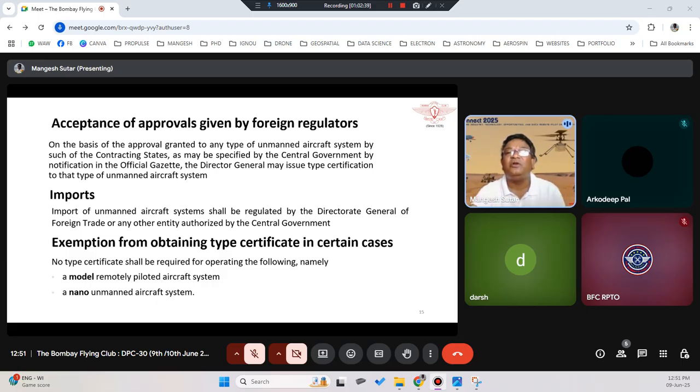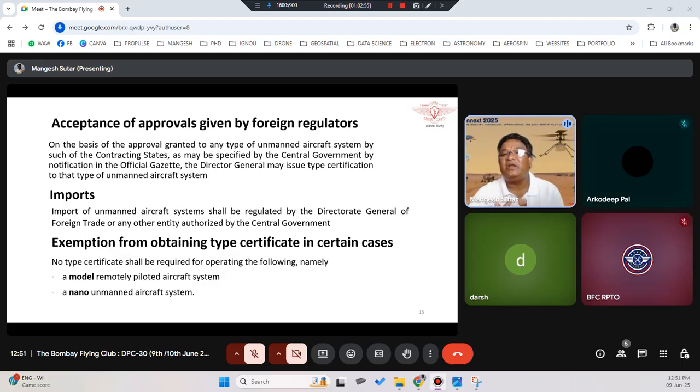Like we are using DJI drones for aerial photography, cinematography, all those things. That is not actually a legal activity. In case you get caught, you will be in trouble. So they are not being allowed.